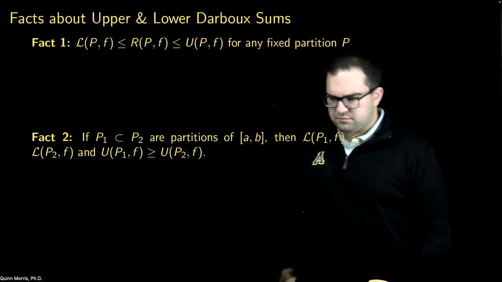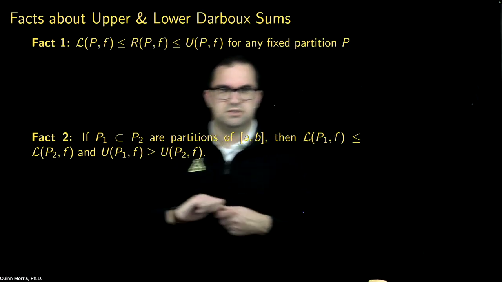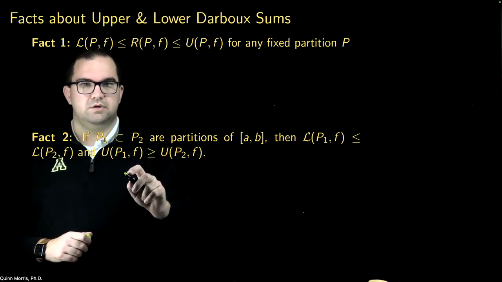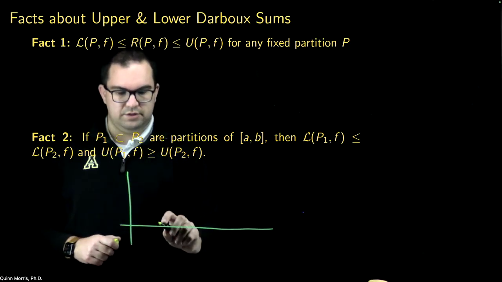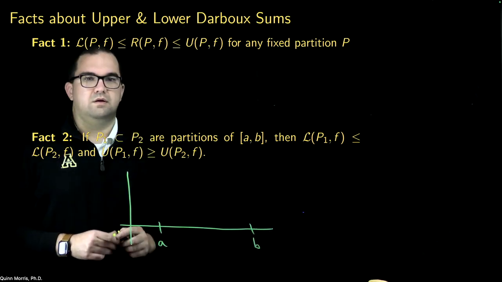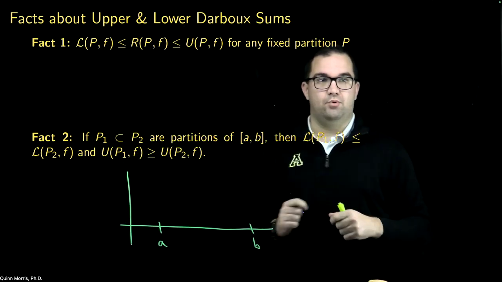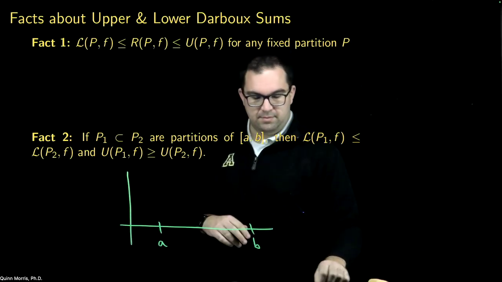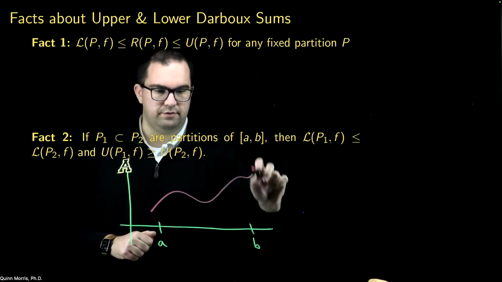Now, this can seem a little strange at first, so let's sketch a picture to help us understand why this is true. Imagine in the simplest case I have some interval AB. The easiest partition I can have of an interval is just the two endpoints, the 2-point partition. Imagine I have a function sitting somewhere on here.